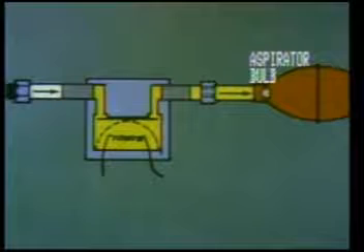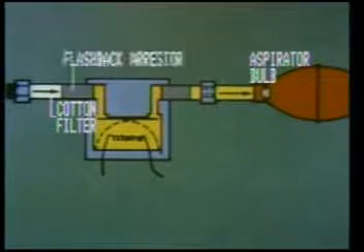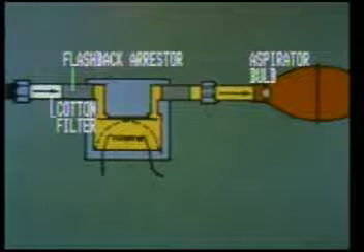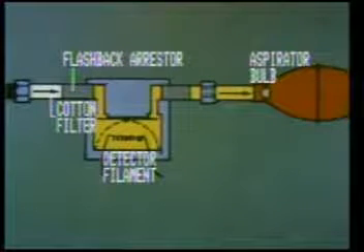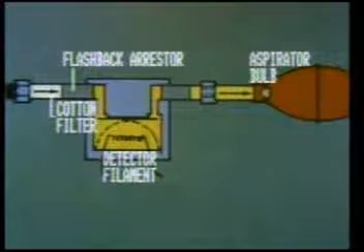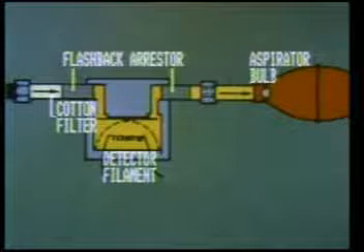The sample passes through a cotton filter and a flashback arrestor before it arrives at the combustion chamber. There it passes over the detector filament. If there is a combustible in the sample, it will burn on the filament and the meter needle will rise. The sample leaves the instrument through another flashback arrestor and the outlet on the aspirator bulb.